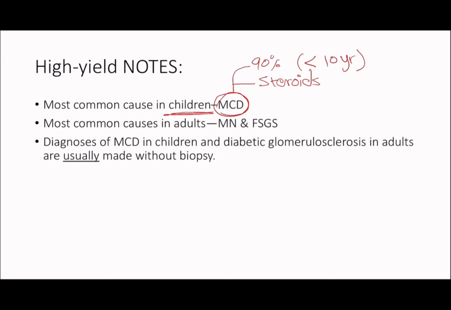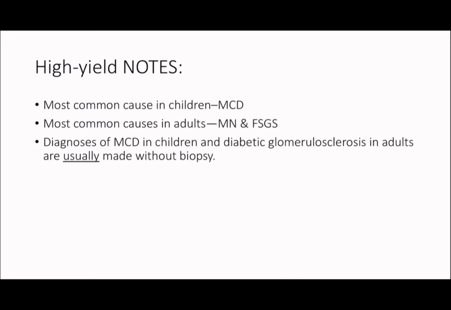Kidney biopsy in children is reserved for patients who fail to respond to steroids or those who have some atypical features that make us think they may have a different diagnosis. In adults, the most common causes are membranous nephropathy and focal segmental glomerulosclerosis. Most adults with nephrotic syndrome require a kidney biopsy. An exception is diabetic glomerulosclerosis, in which the diagnosis is usually fairly obvious without the need of a biopsy.